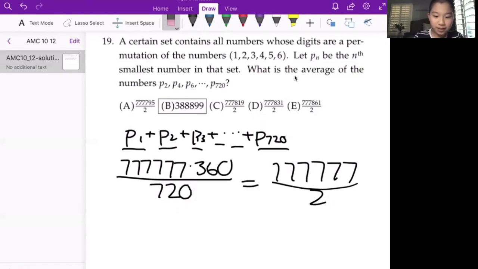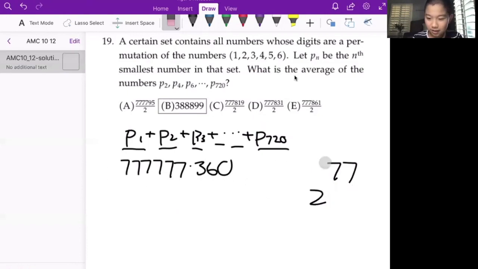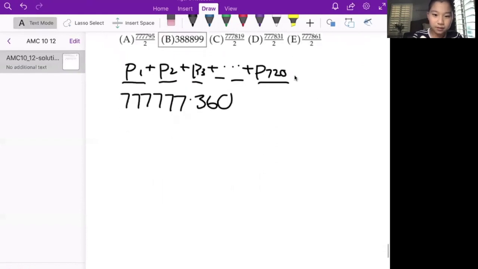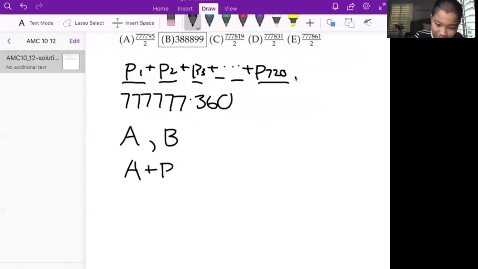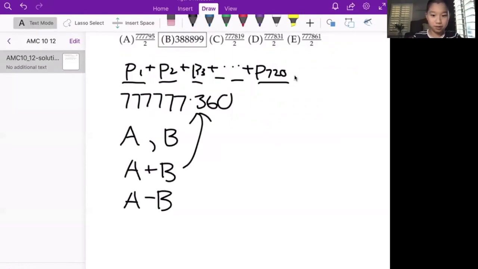So let's think about it a little. We know that the sum of all those numbers is that. But how about the sum of the evens only? Let's denote the sum of all the even numbers, not the average, but the sum, as A. And the sum of all the odd index numbers is B. So we can already say that A plus B is the total sum. But how about A minus B? We want to know how much difference there is between those.